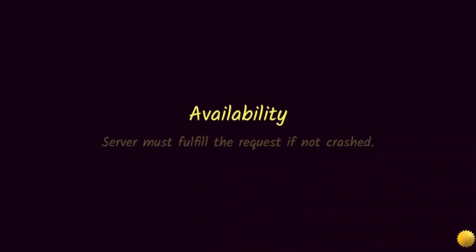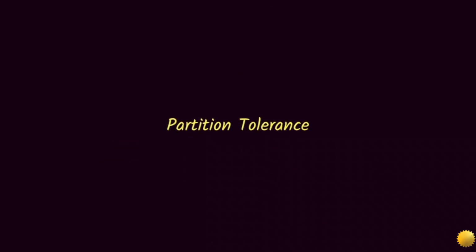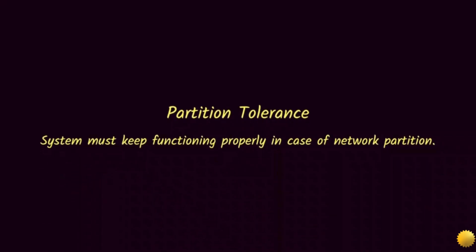Next we have availability. Availability is quite simple, and it means that if a node has not crashed and the user makes a call to the node, it cannot ignore the request. It must fulfill the operation that the user is requesting. We will see an example of availability in a minute when we look at the proof of the CAP theorem. So next we have partition tolerance. Partition tolerance means that if a partition happens within a distributed system, the system must continue to operate properly. So what do we mean by a partition?